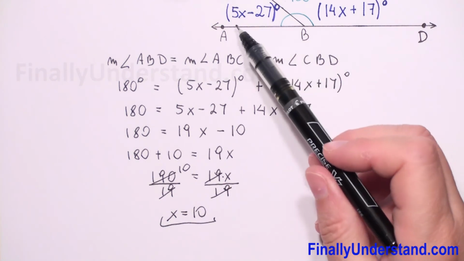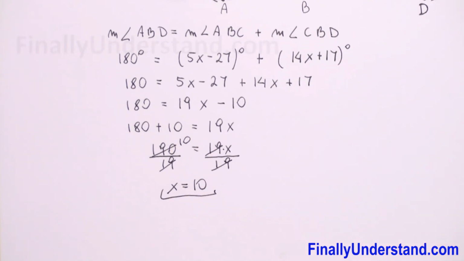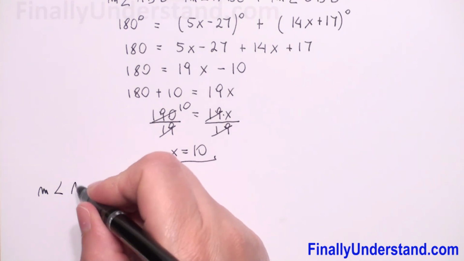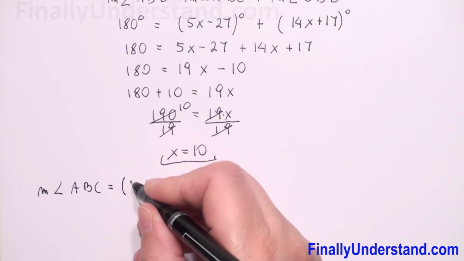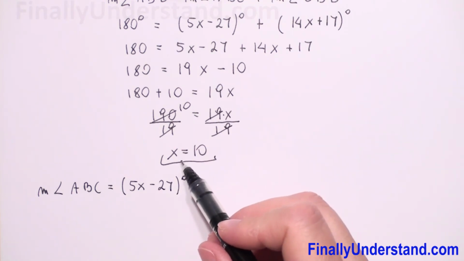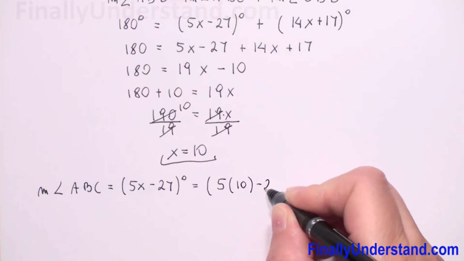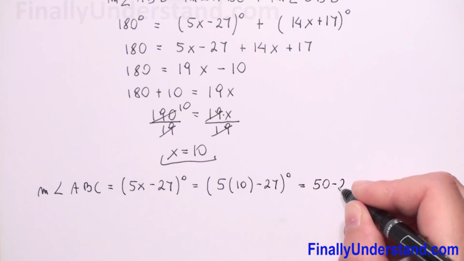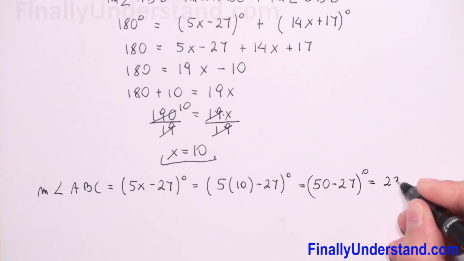So let's substitute x by 10 in the first expression and we will have that the measure of angle ABC is equal, let me copy this first expression first. We have 5x minus 27 degrees. So now I will substitute x by 10. So we have 5 times 10 minus 27 degrees. So this is equal to 50 minus 27 degrees. So this is equal to 23 degrees.